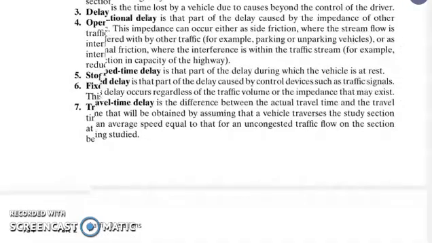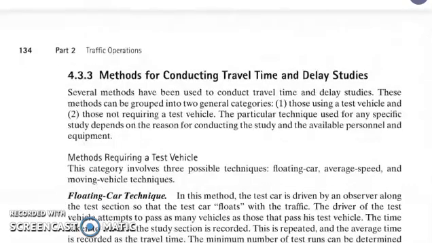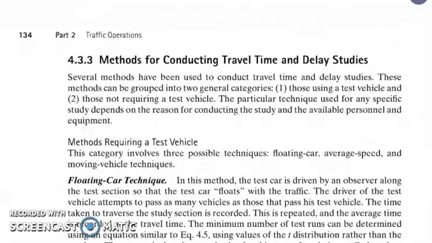So for the methods for conducting travel time and delay studies, there are methods that are grouped into two categories. Number one, those using a test vehicle, and number two, those that do not require a test vehicle.